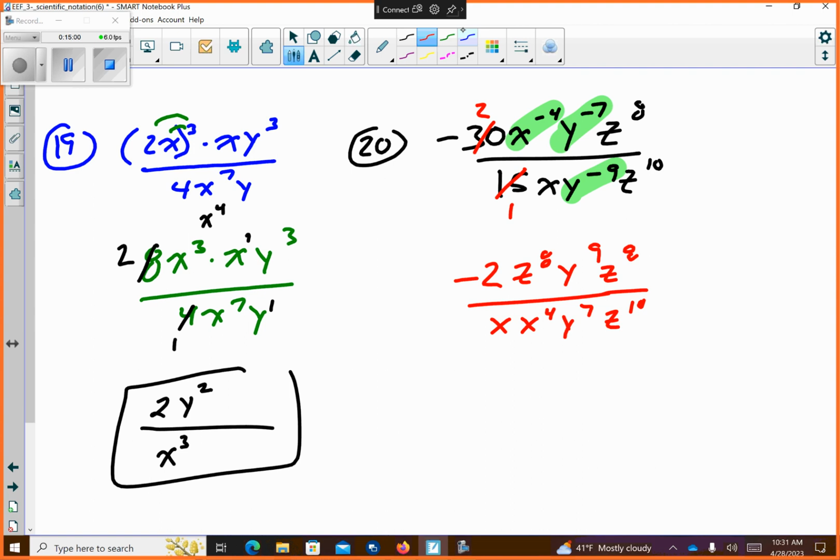All right, we can start tug of warring right now. So the -2 is going to stay there. How many z's do I have on top? Oh, I don't. Never mind. No, I accidentally wrote z too many times. I'm sorry. Tug of war with the z's. Who wins, top or bottom? Bottom. Okay, so just looking at the z's, bottom wins by 2.